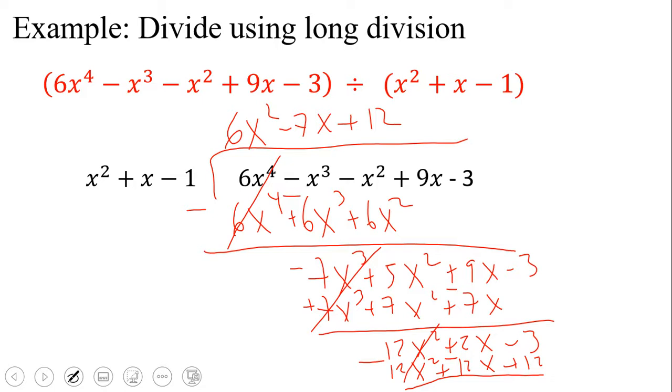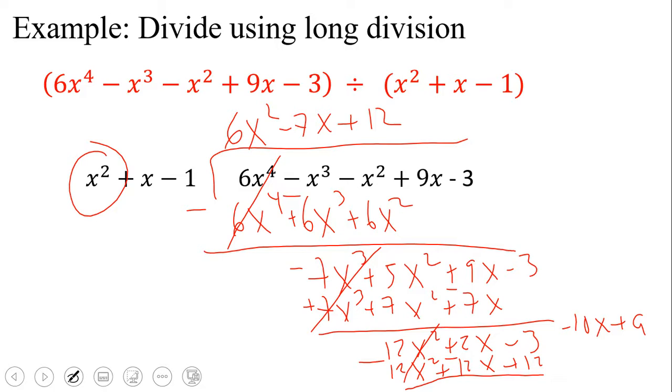2x minus 12x would be -10x. -3 plus 12 would be a +9. And then again, I'm not able to go any farther into this division because I can't divide a squared into just a linear. So what we can see here is that it does not divide evenly. So x squared plus x minus 1 is not a factor of this polynomial, which it would be nicer if it was, but it's okay that it isn't. After doing all this hard work, don't forget to actually give your answer in the proper format.